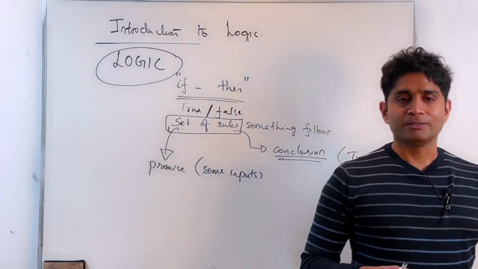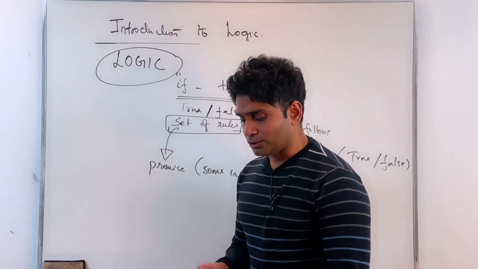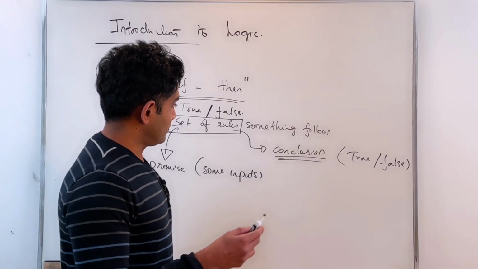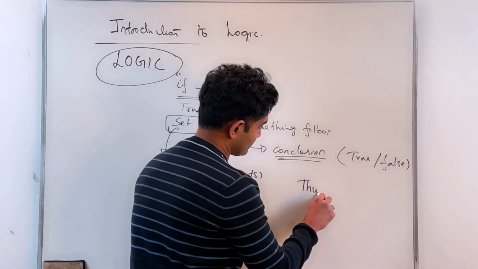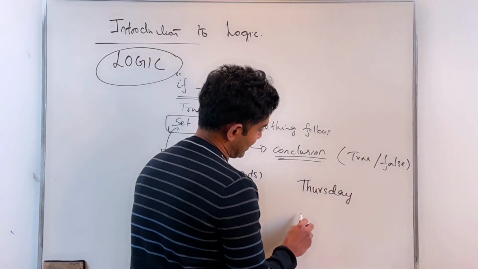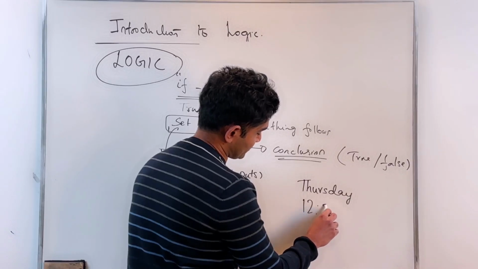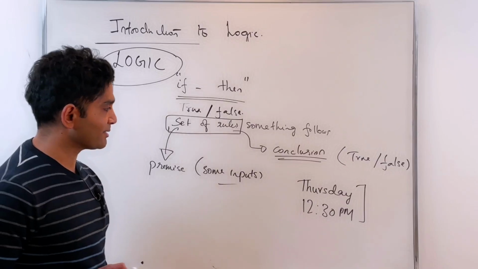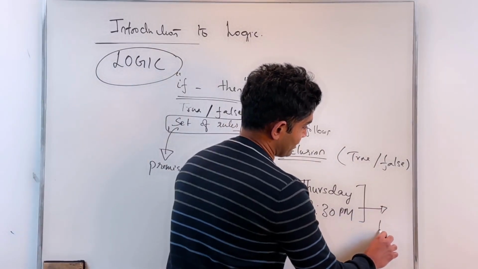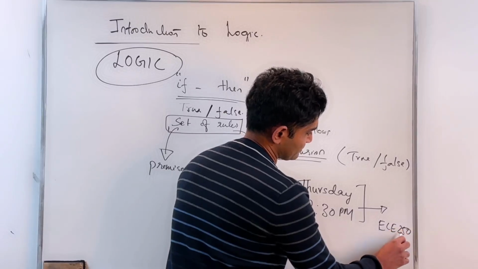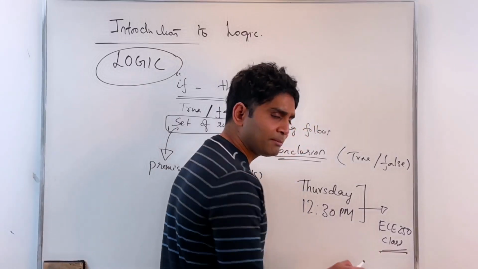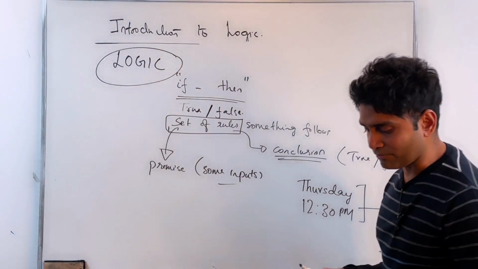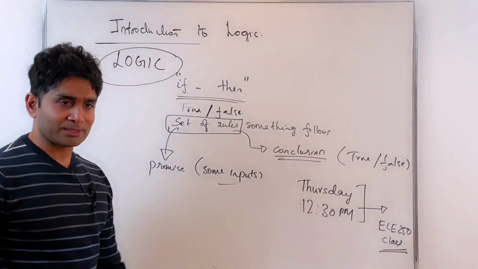Just for example, you made a logical decision to come to the class today. Okay. So what is the premise here? It's a Thursday, and it's 12:30 p.m. All right, and you made a logical decision that when you have Thursday 12:30 p.m., then that's your class. It's a very simple logical decision that you made, but it's still a logical decision that you have made.